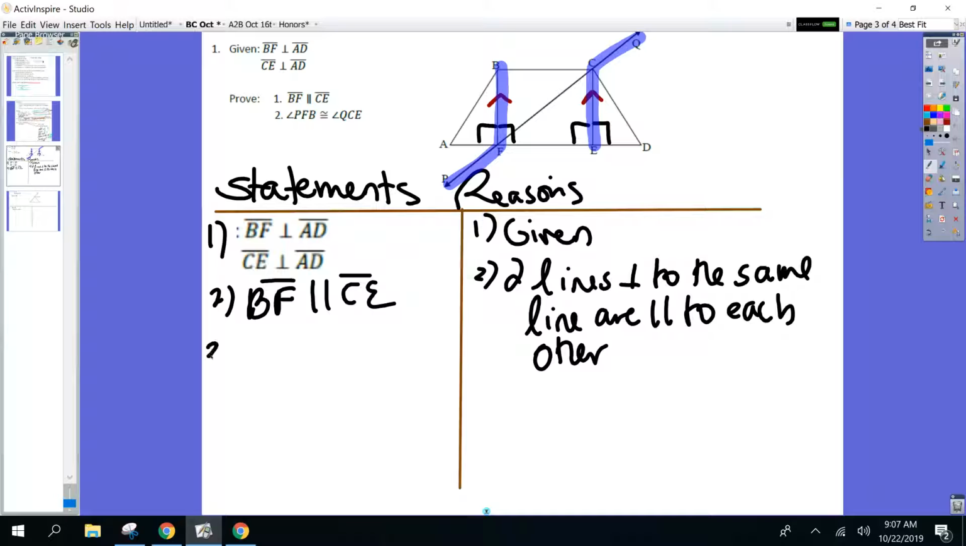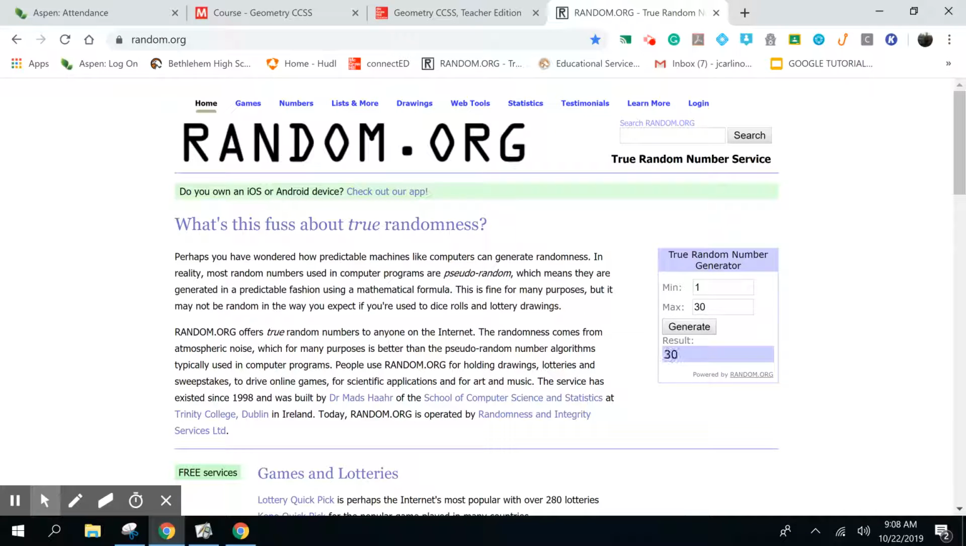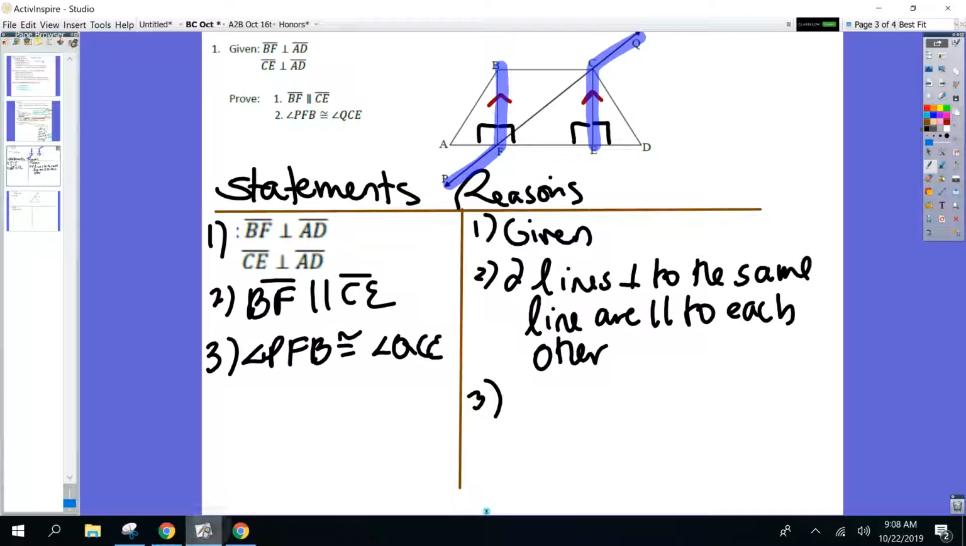So this is going to be just one more step. PFB congruent to QCE. I am going to ask somebody, what would you write in your reasons column here now? What can I write in my reasons column? Thank you. Hold on. Thank you for saying parallel lines imply. Nice job.